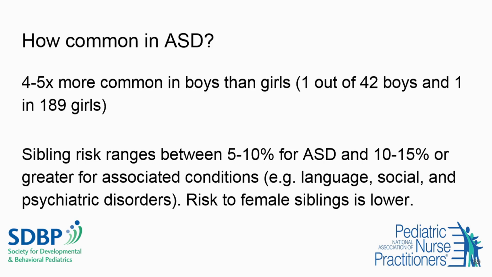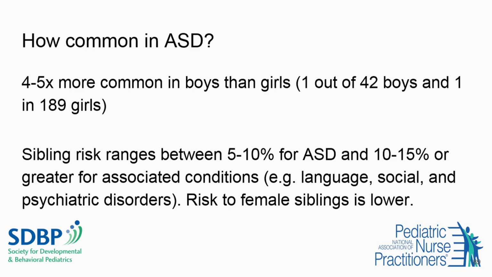And how common is autism spectrum disorder? Well, we've talked about it being 1 out of 59, but it's important to understand that it's much more common in boys than girls. Why is that? We think there are a couple of different reasons. One is that there are some genetic differences that may relate to hormones as well as genetics, with differences in X and Y chromosomes that make boys more vulnerable to autism spectrum disorder.